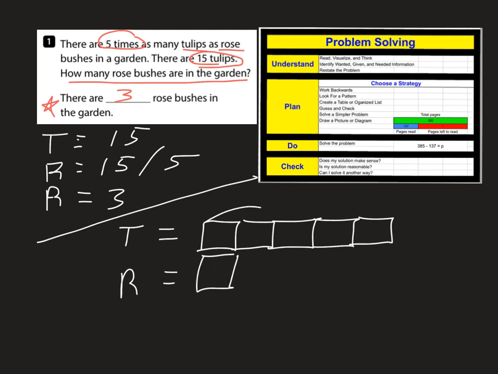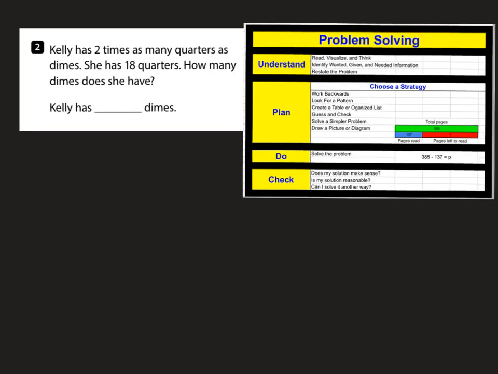Alright, so let's put my total right here, which is 15. Now I need to take 15 and divide it by 5. So 15 divided by 5 would be 3. So I know I'm going to have 3, 3, 3, 3, 3. So all my boxes are the same size, so I will know that I will have 3 rose bushes. All right, number 2. Let's go ahead and understand the problem. Read, visualize, and think.